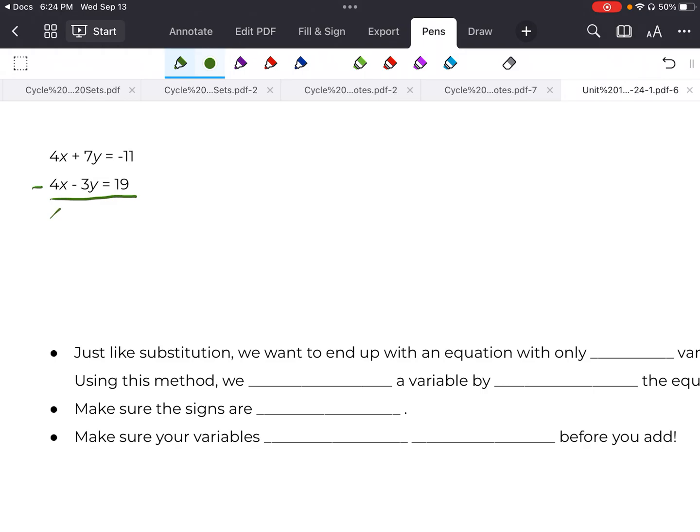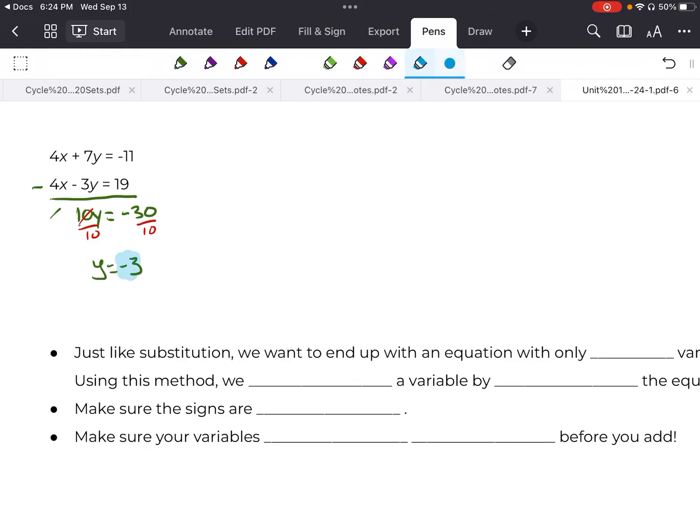7 minus negative 3, remember the minus and negative is adding, so we get 10y. Negative 11 minus 19 is negative 30. We divide both sides, and y is negative 3.